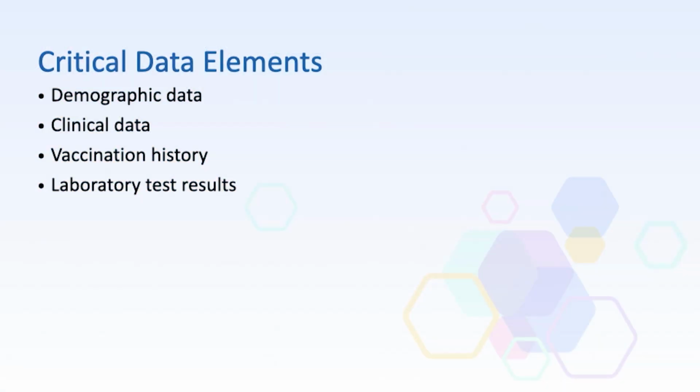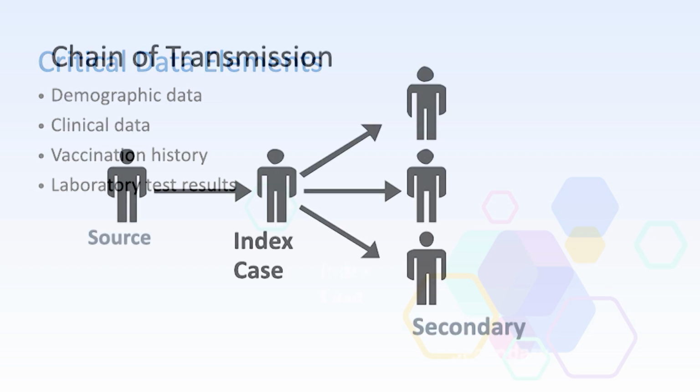For each vaccine-preventable disease, there are specific critical data that must be collected in order to plan and implement appropriate public health action. For each case, we need demographic information and relevant clinical data, vaccination history, and laboratory test results. This is the information needed to classify cases, and it is critical for the evaluation of cases of vaccine-preventable disease.